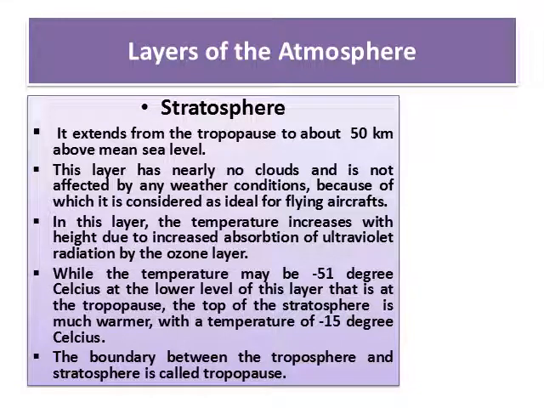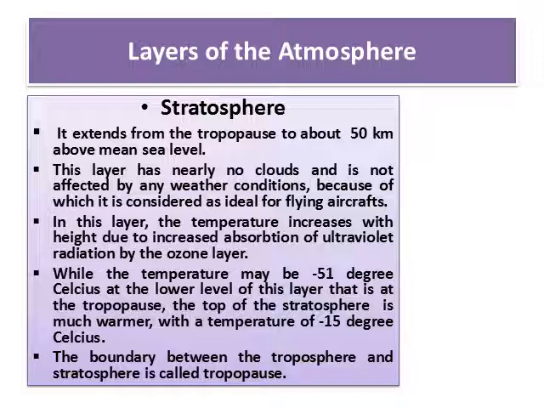The next layer is stratosphere. It extends from the tropopause to about 50 km above mean sea level. This layer has nearly no clouds and is not affected by any weather conditions, because of which it is considered as ideal for flying aircrafts.